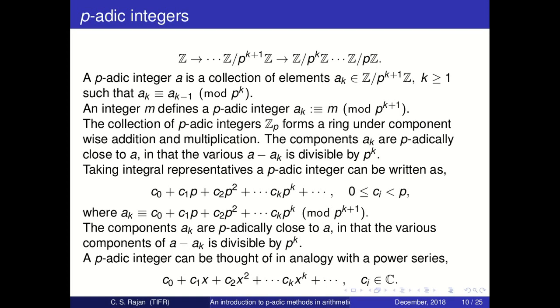I seem to have said it, cut and paste does not work well. A p-adic integer can be thought of in analogy with a power series, c0 plus c1 p and so on. It is not quite the same, but algebraically it is the same process. A power series is a completion of the polynomial ring with respect to the ideal x and its powers x to the k. So this is the completion of Z with respect to the ideal p. So you have this.